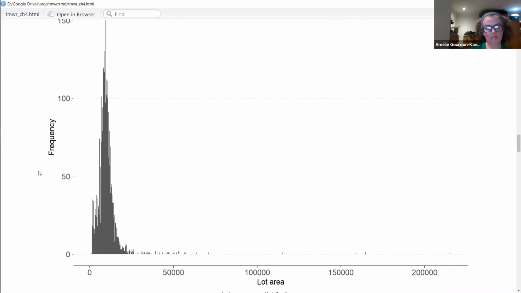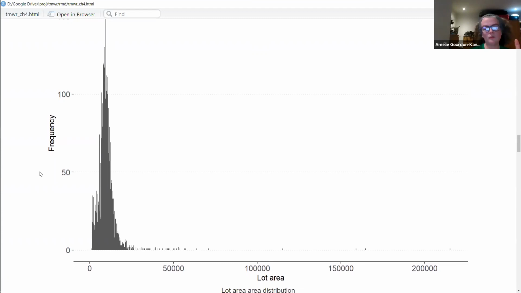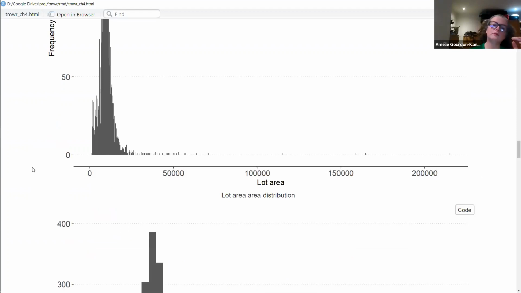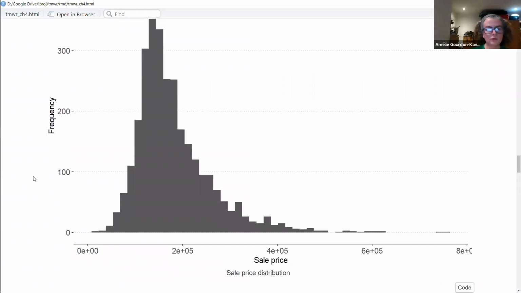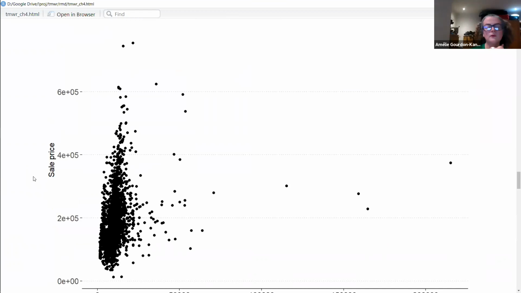Here's the lot area distribution. It's clearly very skewed. There's some really massive plots, sorry, not houses, skewing the distribution. And if you look at the price, it's massively skewed. Shouldn't be logged already, sorry, that's a mistake. And I think where it's even clearer where it's useful, so this is the first thing you see, it's not normally distributed.